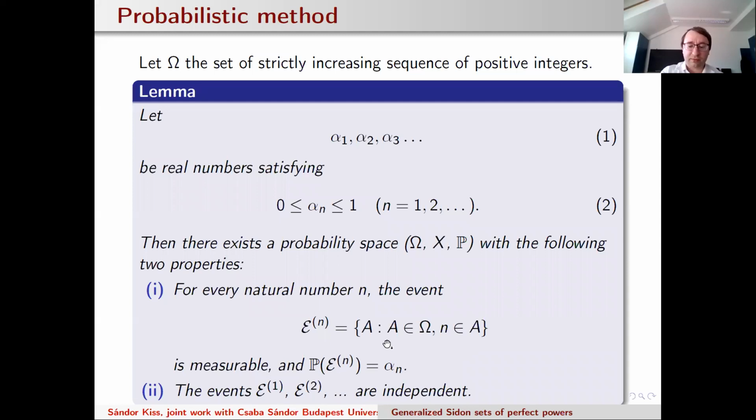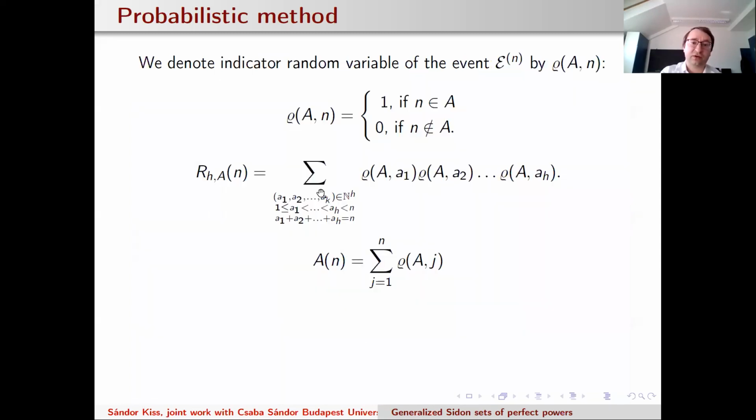Now, how to use the probabilistic method here? We have to create a random variable from our representation function, and we do this in the following way. If we have a set A, we can define the indicator random variable, which we denote by rho A n. And then in this case, it is easy to see that the representation function is equal to the sum of the product of these random variables. So the representation function is the sum of indicator random variables.